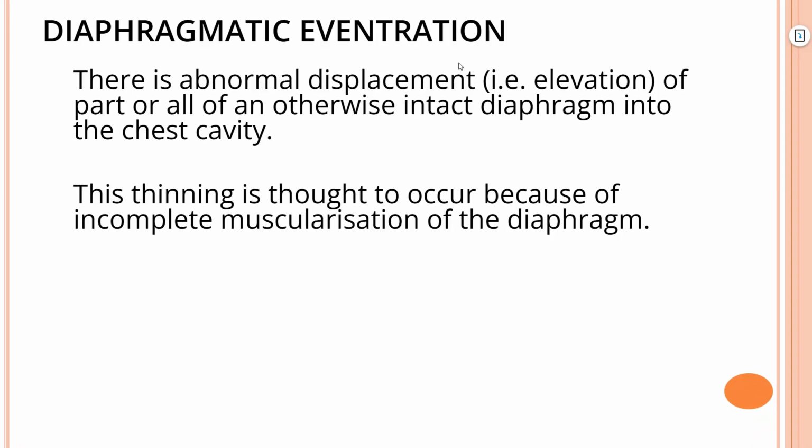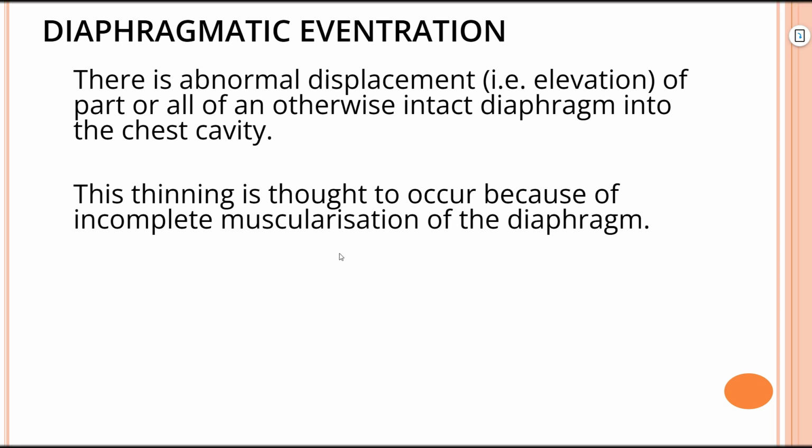Now, what is diaphragmatic eventration? It's just abnormal displacement or elevation of part or all of an otherwise intact diaphragm. Here there is no defect in the pleuroperitoneal membrane. It's just a part of the diaphragm which is elevated, and this occurs because of incomplete muscularization of the diaphragm.